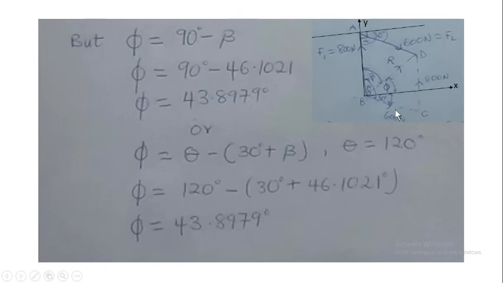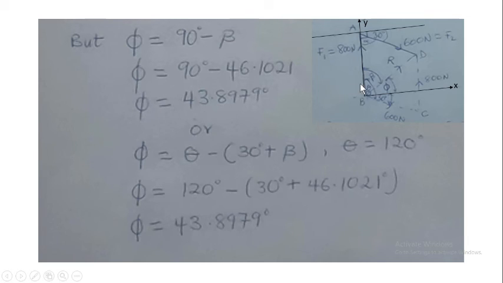Now you know that beta plus phi should give you 90 degrees. And so when you subtract the value of beta from 90, you should get the value of phi, which is the angle the resultant makes with the positive x-axis. So 90 minus beta, which we have just calculated to be 46.1021 degrees. When you subtract it from 90, you get 43.8979 degrees to be the value of phi.